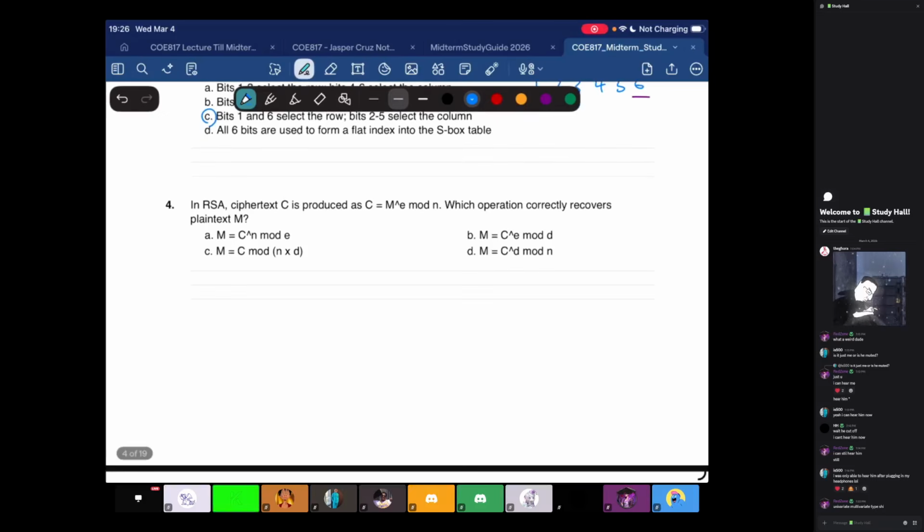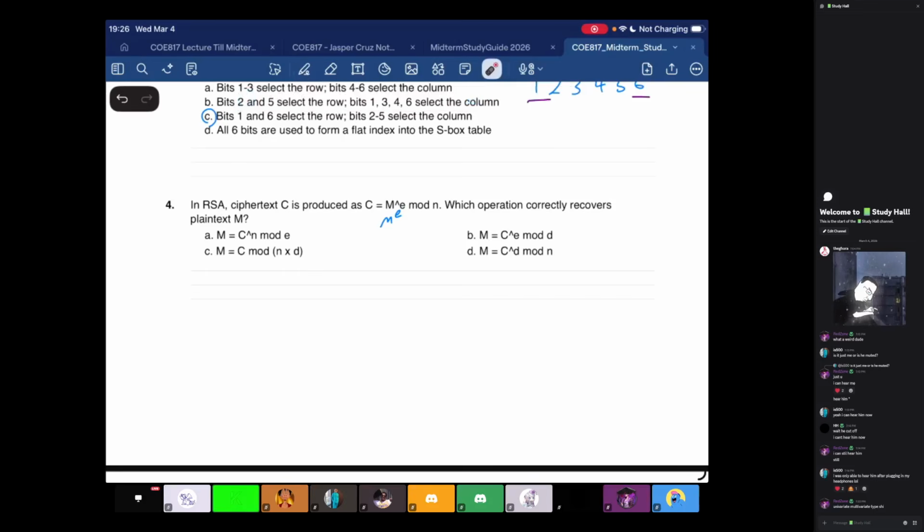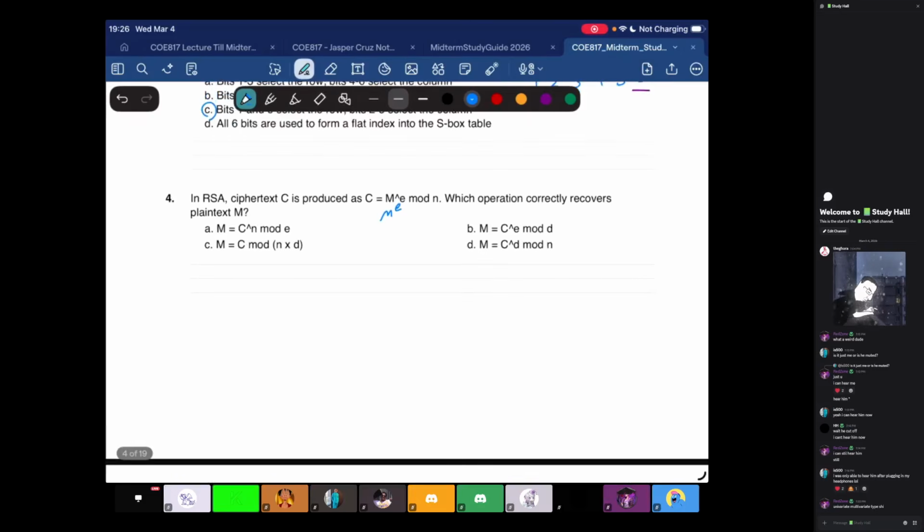In RSA, ciphertext C is produced as C equals m to the power e mod n. Which operation correctly recovers the plaintext m? One thing to note here is that you always look for the same mod value. In this case, it's mod n. You always have the same mod value; that does not change. Here, we see all the mod values are different. Only one with mod n is this last one. Therefore, it's D.